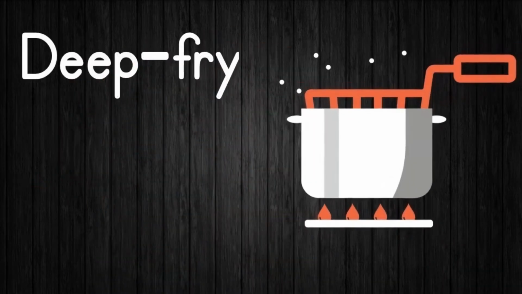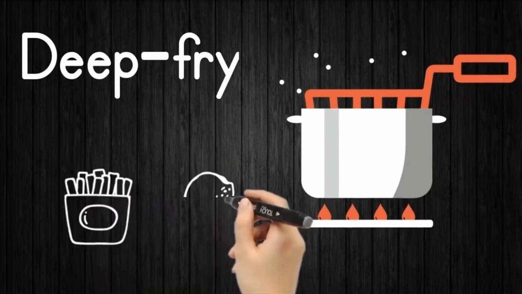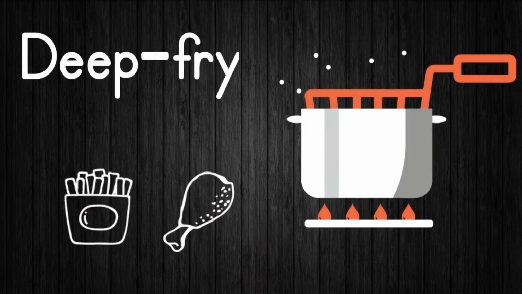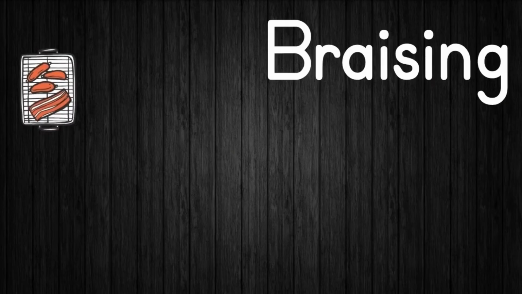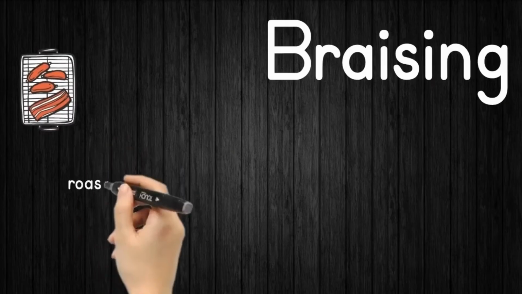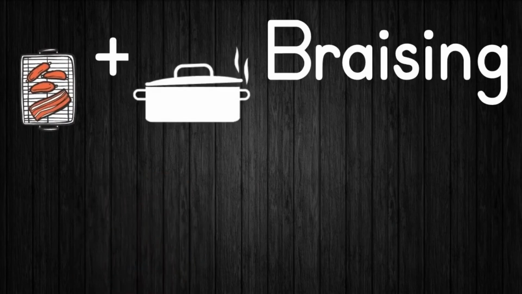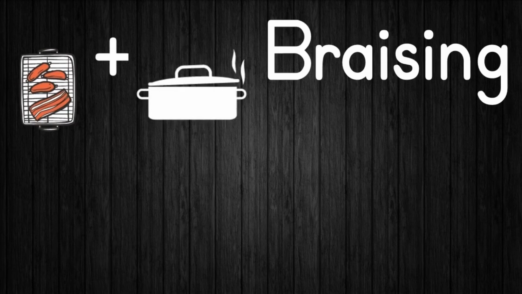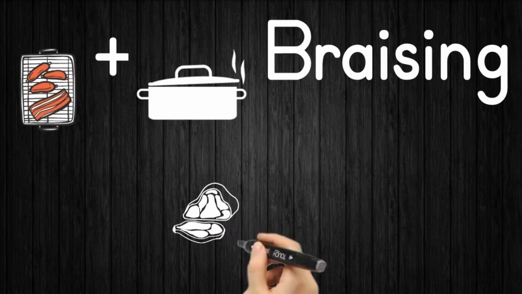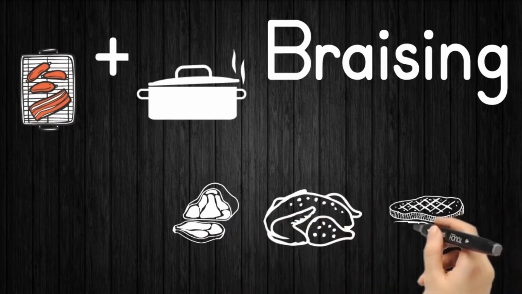Deep fry is a cooking method where foods are completely submerged in an oil or fat. The common recipes are French fries and fried chicken. Braising is a cooking method using both dry and wet heats. First, the food is cooked at a high temperature by any means like grilling, roasting, or broiling, followed by the moist cooking method in a covered pot at a lower temperature while sitting in some amount of flavored liquid. The common recipes of braising are braised beef, braised chicken, and braised pork.